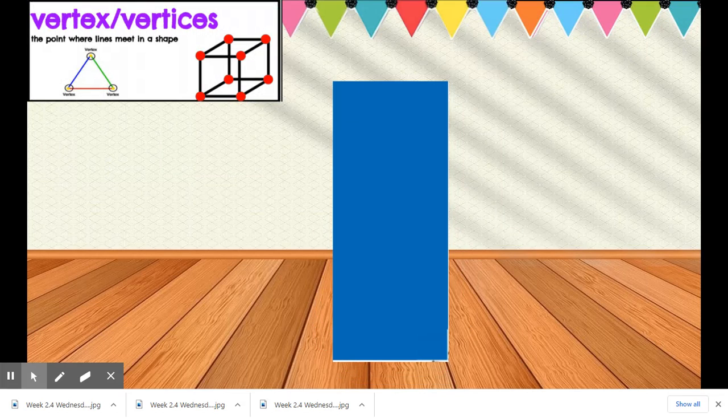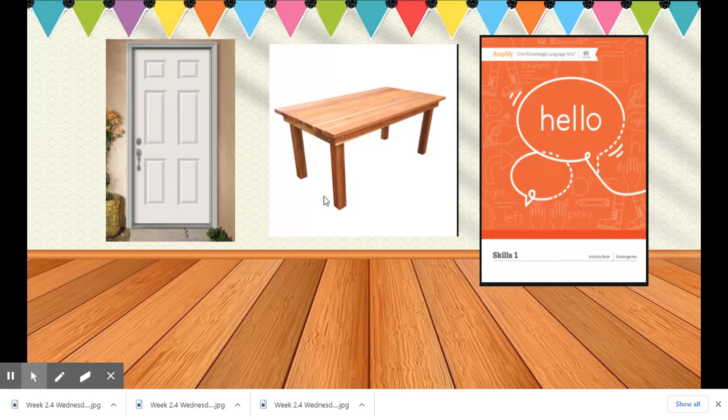All right, so let's look at the vertices of a rectangle. Okay, so the vertices of a rectangle are the points. Okay, so let's count those. Ready? 1, 2, 3, 4. So how many vertices does a rectangle have? 4. Yes, good job.